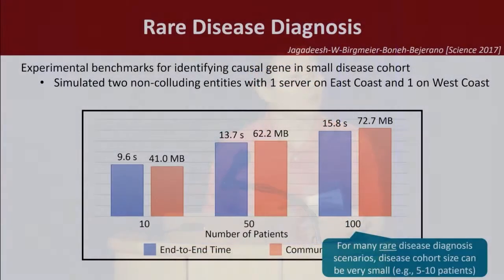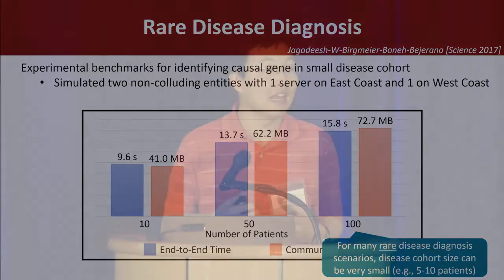Let me preface here that for many cases where we have rare diseases, small disease cohorts are actually sufficient to perform these analyses. In all of our concrete experiments, 5 to 10 patients was actually sufficient. And for these types of scenarios, our protocols are highly efficient and serve to make the necessary scientific discoveries.